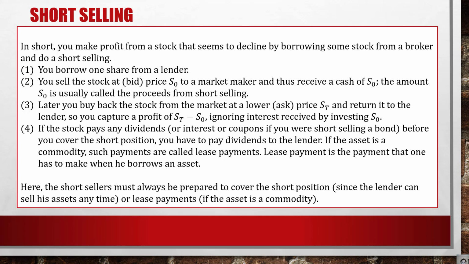If the stock pays any dividends or interest or coupons, if you were short selling a bond, before you cover the short position, you have to pay dividends to the lender. If the asset is a commodity, such payments are called lease payments. The lease payment is the payment that one has to make when he borrows an asset. Here the short sellers must always be well prepared to cover the short position because the lender can sell his assets anytime, or he has to make lease payment if the asset is a commodity.